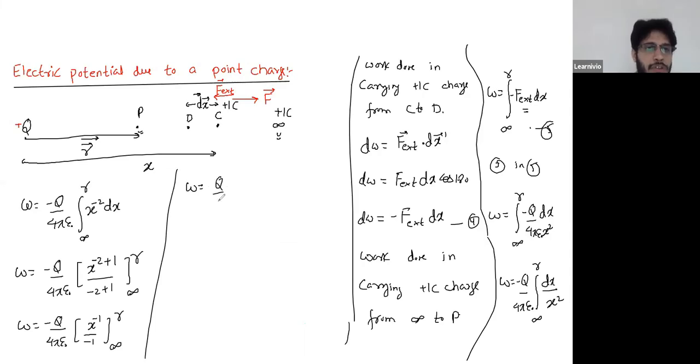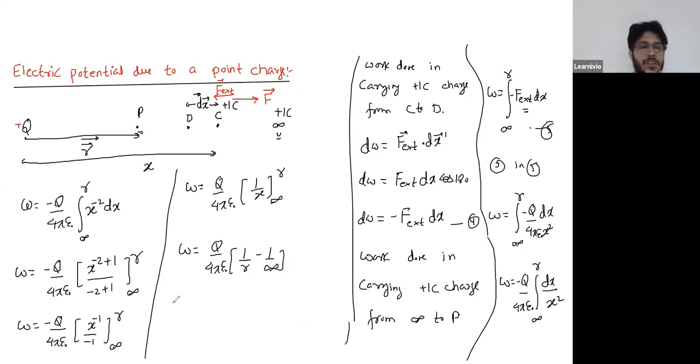So this W is Q by 4 pi epsilon naught. This x to the power minus 1 could be written as 1 by x, and the limit is from infinity to R. So work done is simply Q over 4 pi epsilon naught. Instead of x, substitute R, so that's 1 by R minus 1 by infinity. 1 by infinity is 0, so your work done comes out to be Q over 4 pi epsilon naught. This work done gets stored in the system in the form of potential.